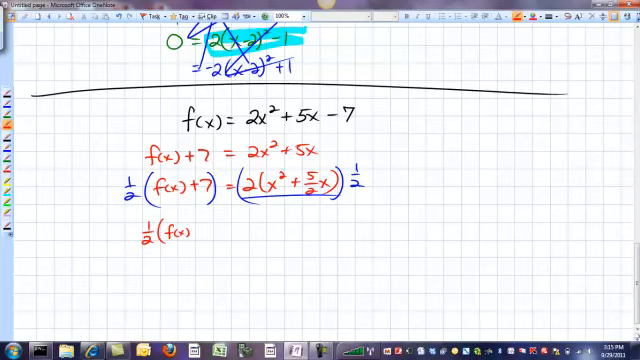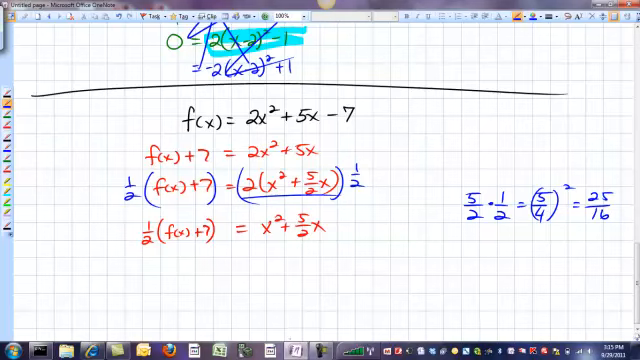So now over on the left side, I'm just going to leave it like this: f of x plus 7. I don't want to multiply all that in. It's too much work. And on the right side, I've got x squared plus 5 halves x. Now I actually have to think, because I have to take this 5 halves and slice it in half, which means multiply it by a half. That gives me 5/4, and then I have to square that, which is 25/16.